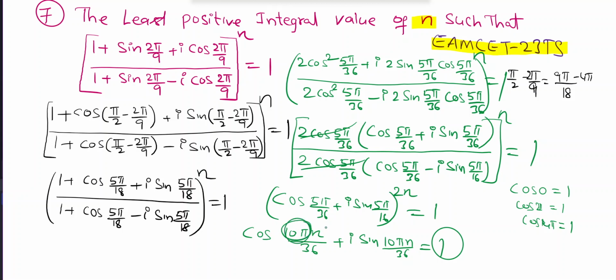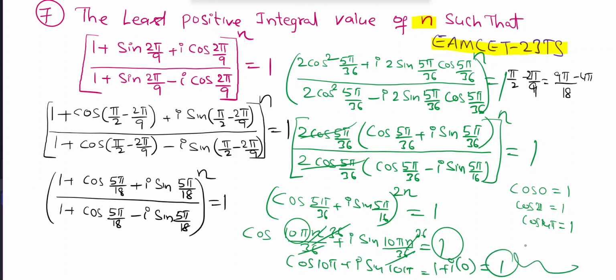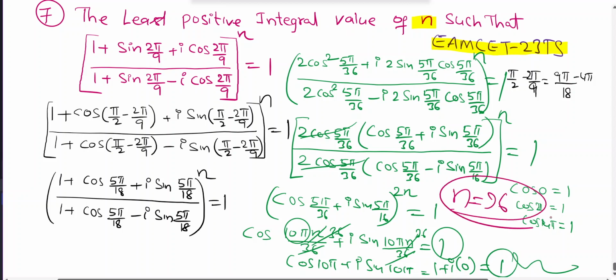So for 10 pi, if you substitute n is equal to 36, this value is cancelled. This is cos 10 pi plus i sin 10 pi. Here the n value is 36. Sin 10 pi is 0, so that is equal to 1 plus i into 0, which is equal to 1. The equation is satisfied. Therefore, the least value of n is 36. This is the value of n.